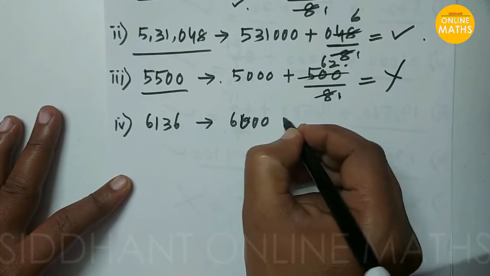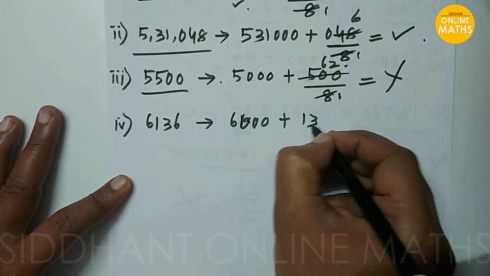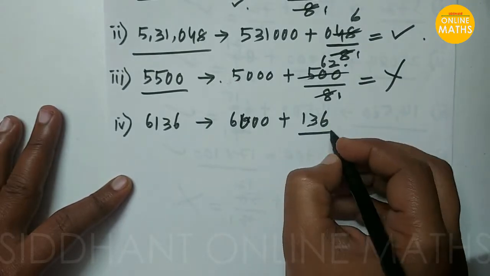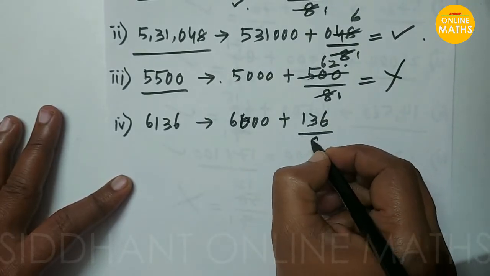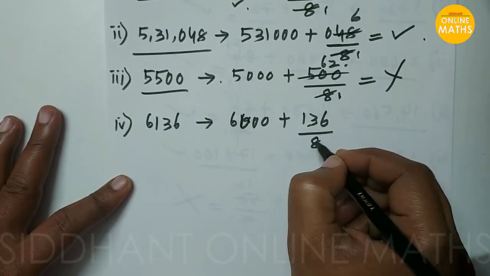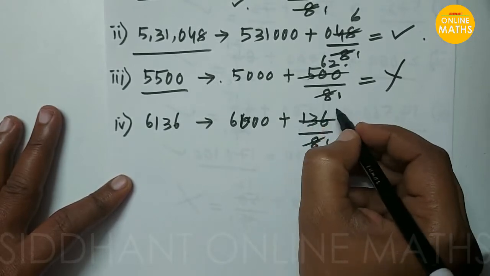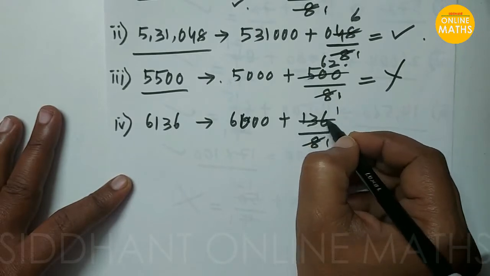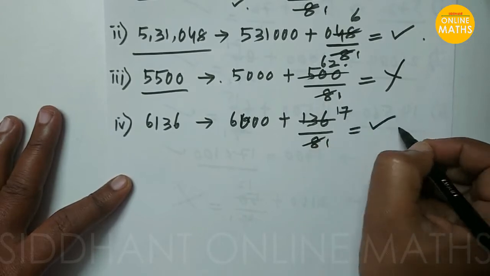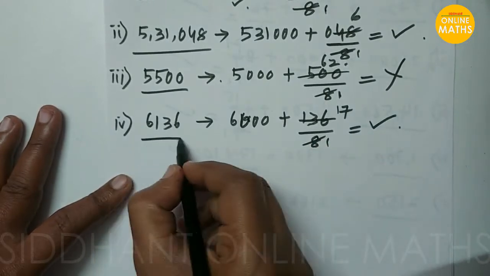So next, 6136. So 6000 plus 136 we are going to write. So this 136 we are going to divide by 8. We will check it. So 8 1s are 8, 8 1s are 8 and 56. So it goes 17 times. So we can say that this number is divisible by 8.